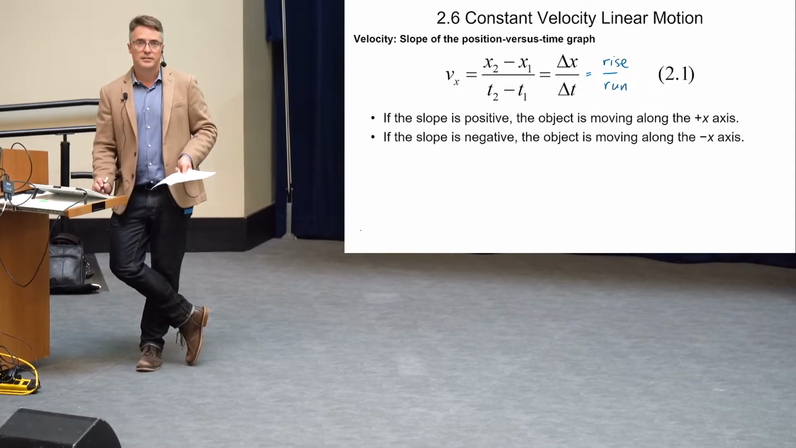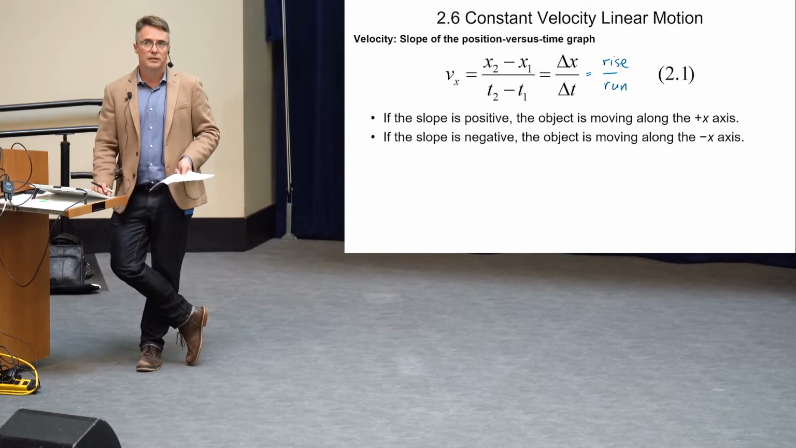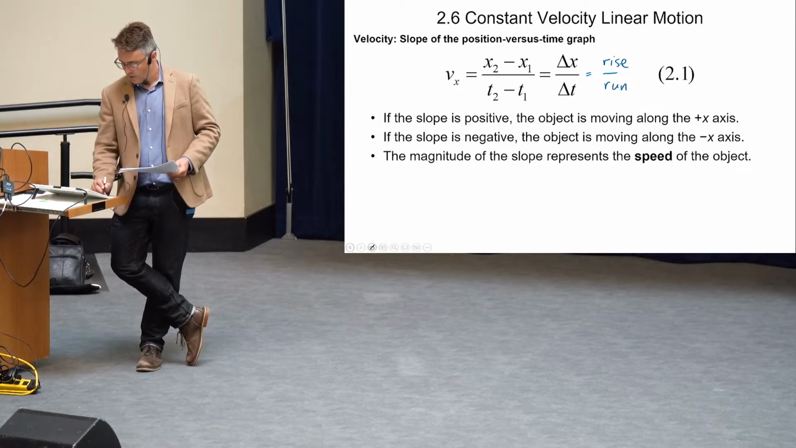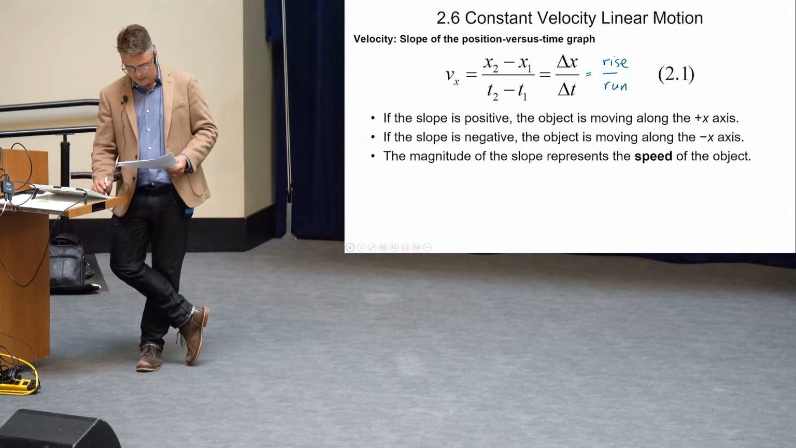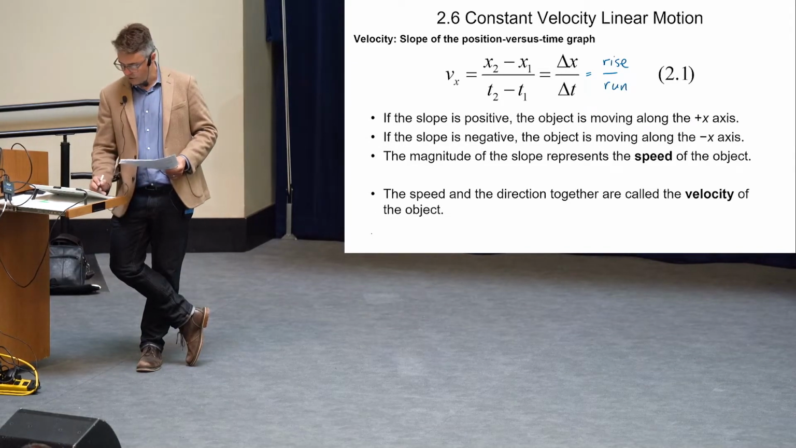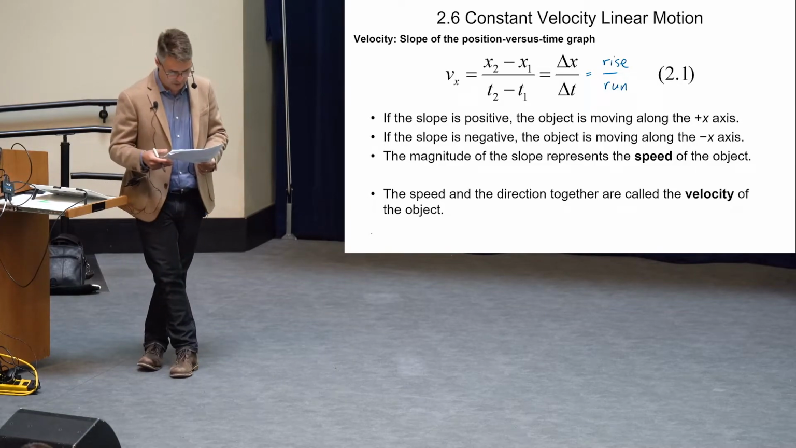If the slope is negative, this Vx, we say that the object is moving in the negative x direction, the opposite direction. So the magnitude of the slope represents the speed of the object, and the speed and the direction together are what we call the velocity vector.